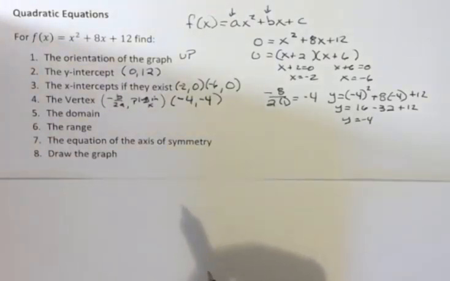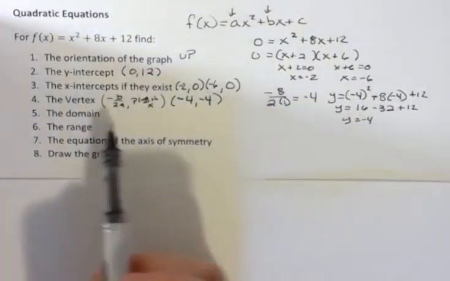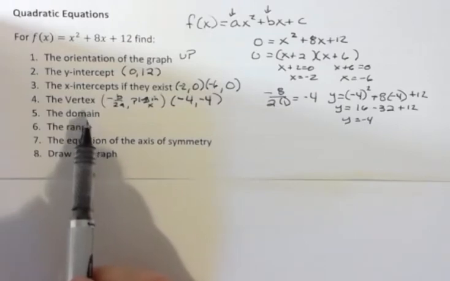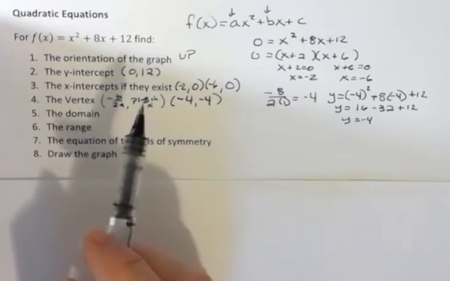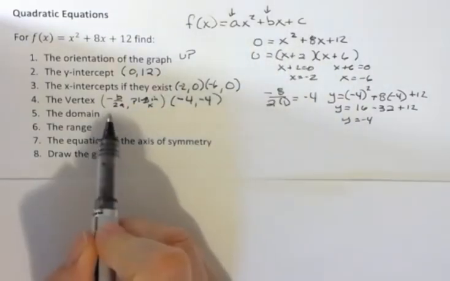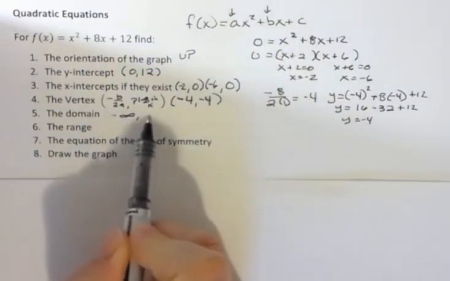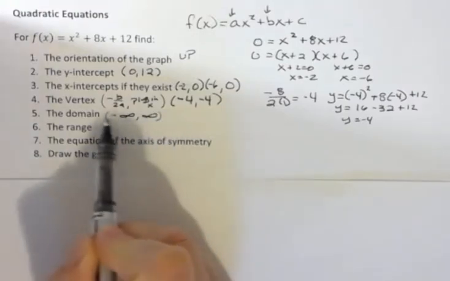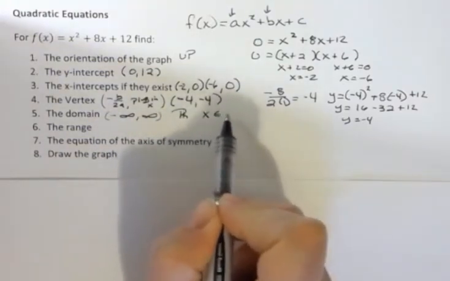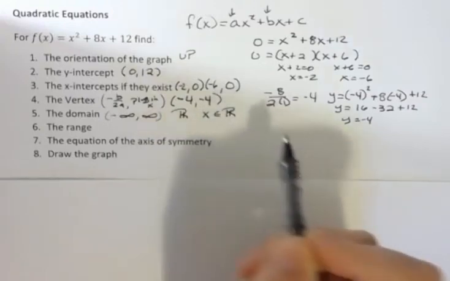Just so we know what the domain and range is, we can see the domain and range. For a parabola, the domain is always all x values. There's nothing that's keeping us from that in a quadratic equation. So the domain is all x values. We can do it this way, negative infinity to positive infinity. We could just say all real numbers. We could say x is a member of the real numbers, something like that.